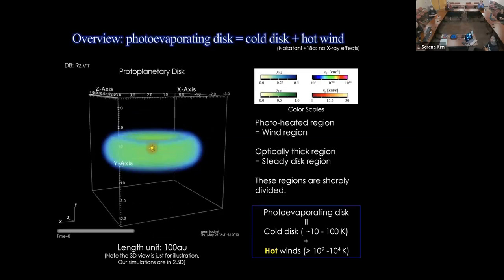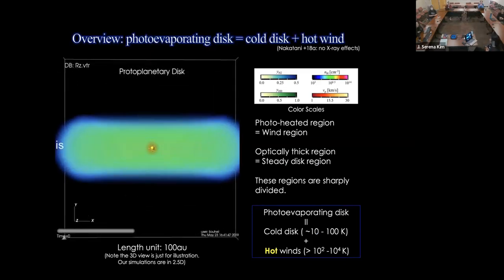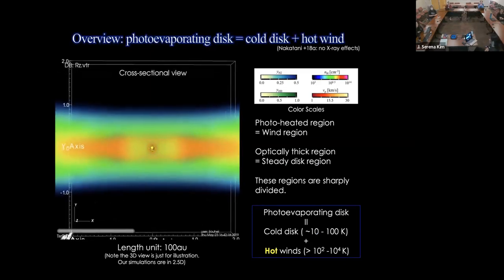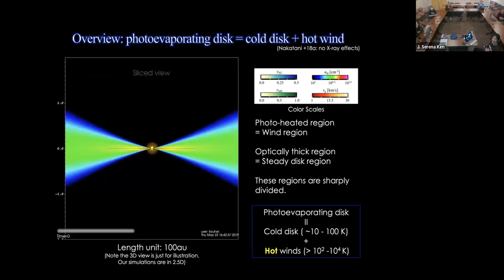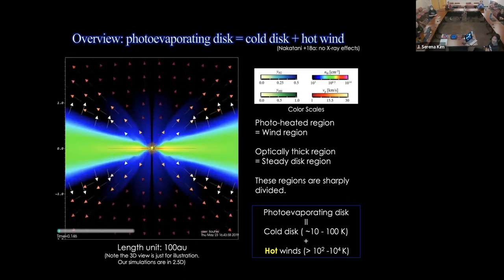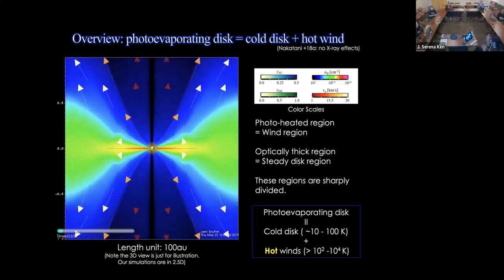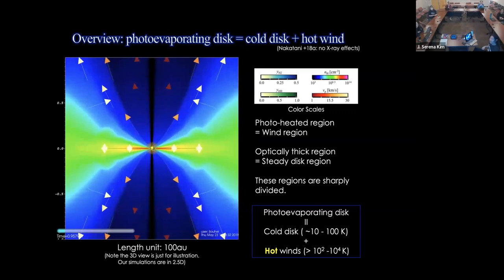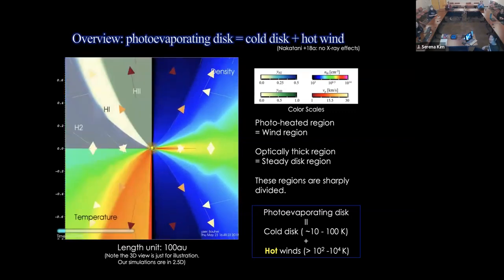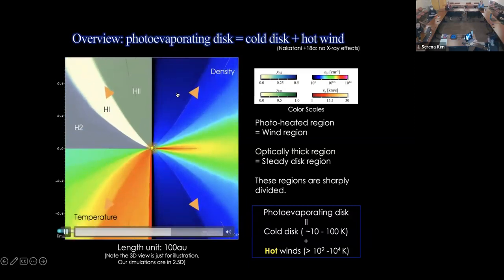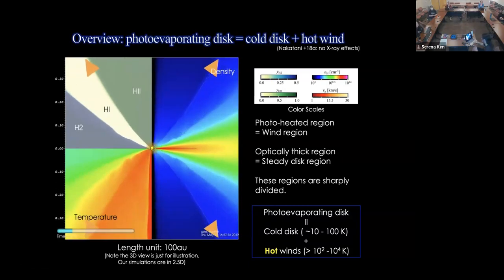So now let's see the overview of my simulation. And this is the movie. This is the first view of the disk. And immediately after turning on the stellar light, photoevaporation starts. In the optically thin region, winds are present, like here. And the optically thick region defines the steady disk part. And usually these two regions are sharply divided.